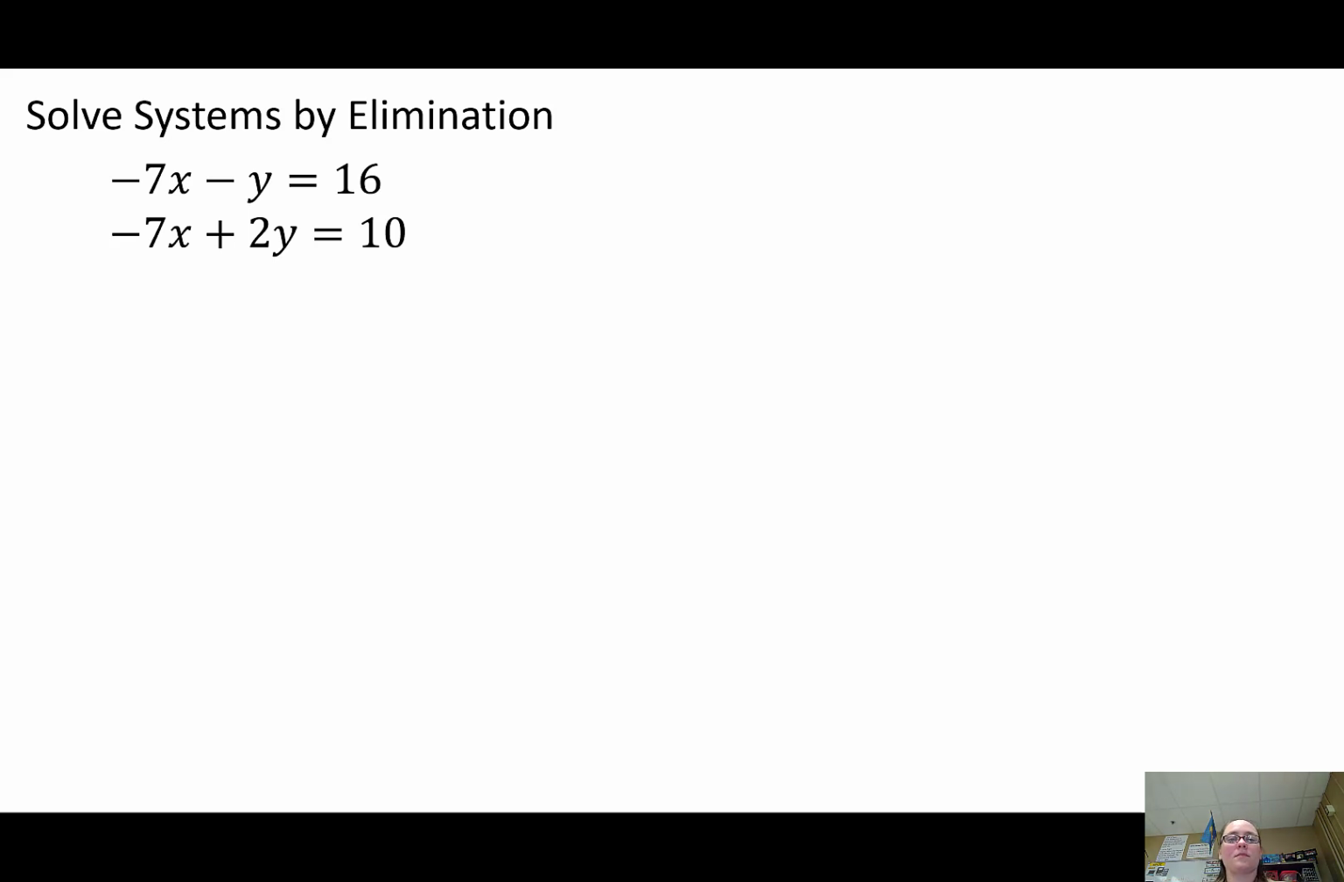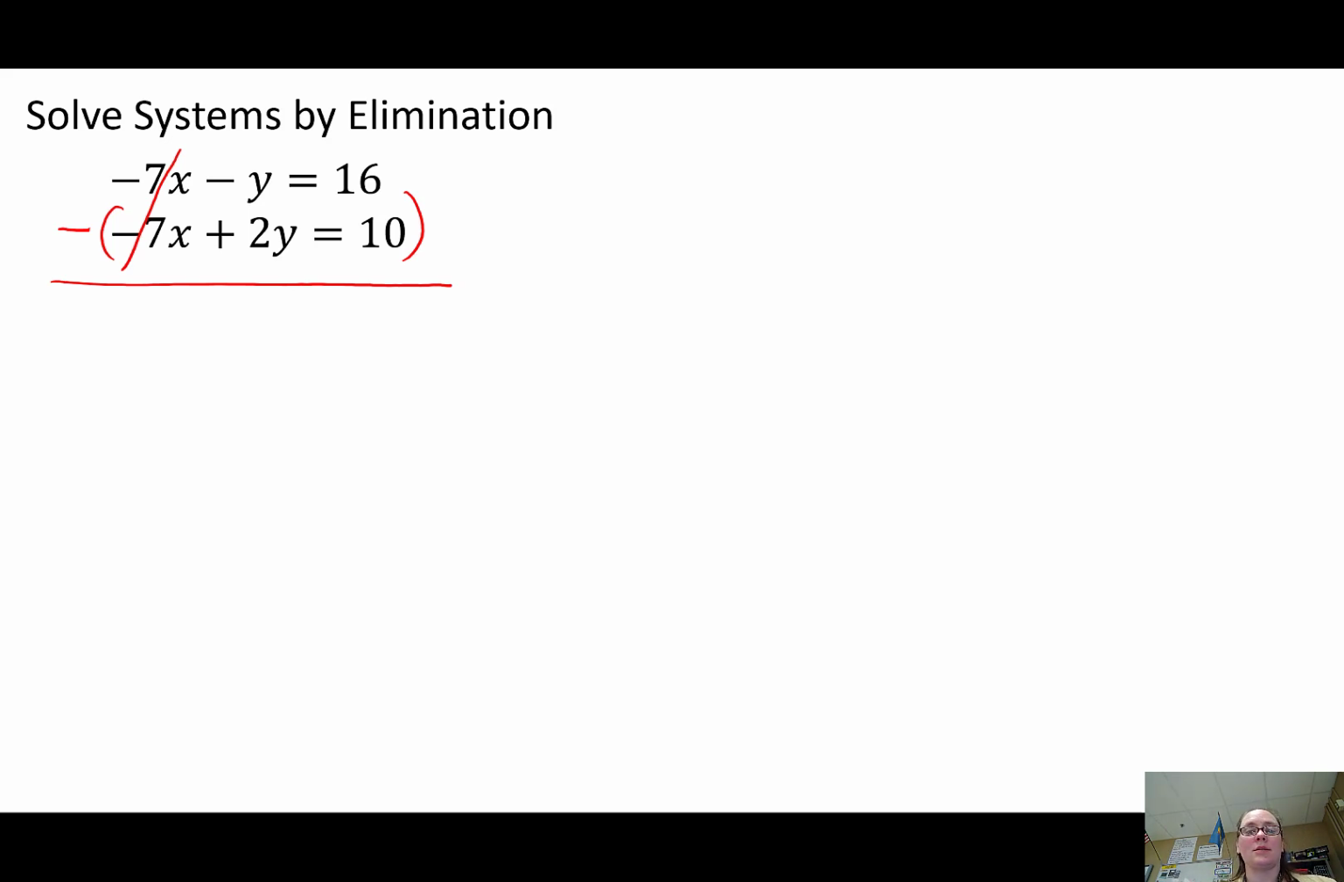So looking here, my x's have the same coefficient. Now they have the same sign, which means I'm going to have to subtract. Same sign, subtract. Okay. So negative 7 minus a negative 7. Those cancel each other out. Minus a negative becoming plus.